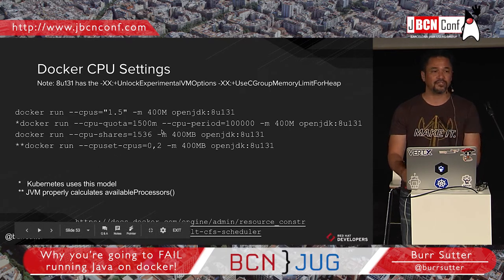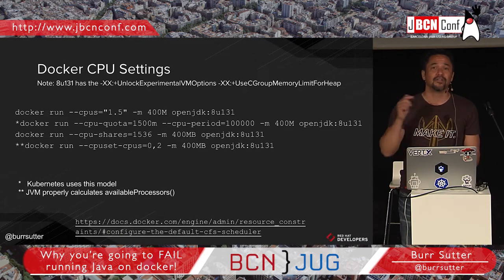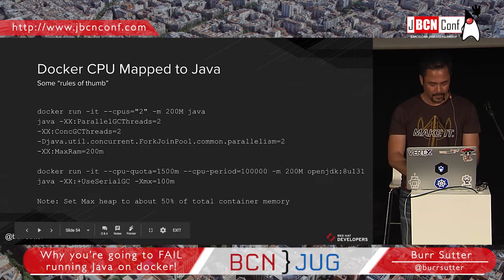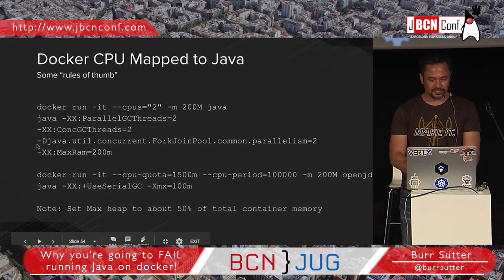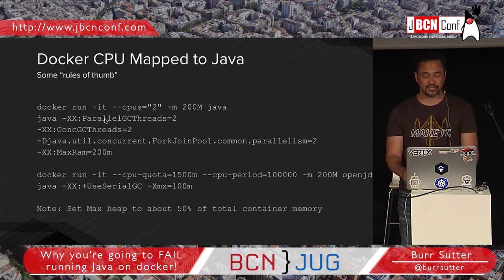The good news about the CPUs is it doesn't normally blow up like heap consistently blows up, like you saw it do earlier. The core thing, you know, over-allocating threads is the biggest problem, okay? Now, from a Java standpoint, these are some recommendations. If you did say two CPUs here, do change your parallel GC threads. If you do this manually, do change your parallel GC threads to two.